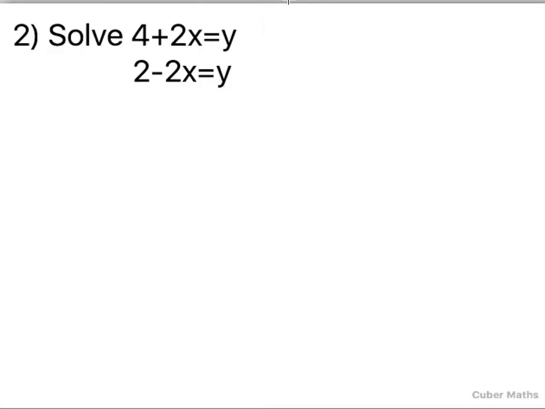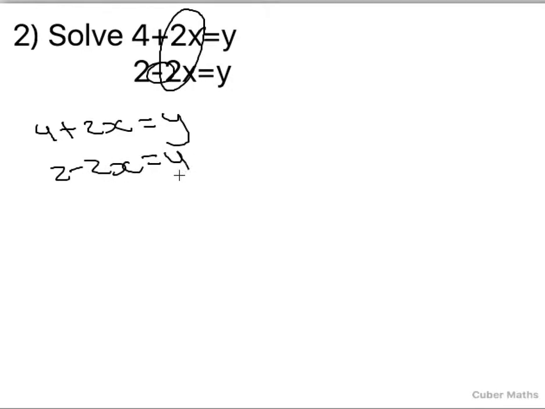So here we have our second problem, and it says solve 4 add 2x is equal to y, 2 minus 2x is equal to y. Now just like before, we have the 2x in them both, so it's quite easy to cancel out, but we have to bear in mind that we have a negative. So if we write them out, we've got 4 add 2x is equal to y, and 2 minus 2x is equal to y. But before, what we did is took one away from the other because we needed to get to 0. But if you see here, we have plus 2x and minus 2x.